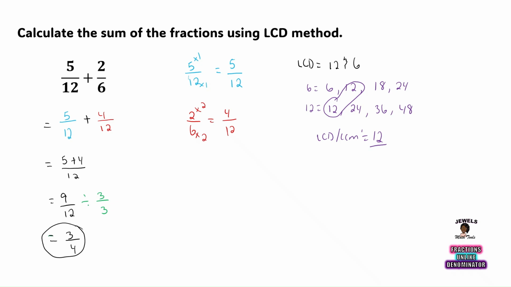Okay, so there you have it. We just calculated the sum of our fractions using the LCD, or the lowest common denominator method. And remember that this step just requires you knowing your timetable, finding their lowest common multiple or lowest common denominator, and then converting our fractions into their equivalent forms before you begin your calculations.